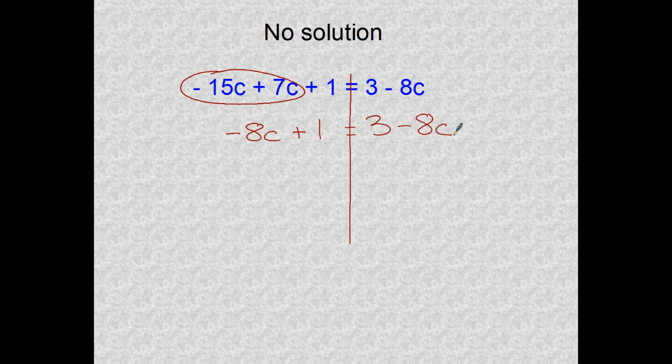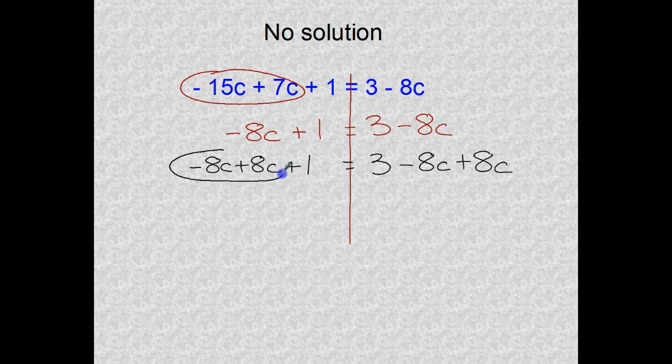I'm going to stick with the same process I've been doing. I've been trying to get rid of my variables first. So if I have a negative 8C on the left, to get rid of it, I'm going to add 8C. There it is, add 8C. And then I also have to add 8C on the right. Here it is. And let's check it out.